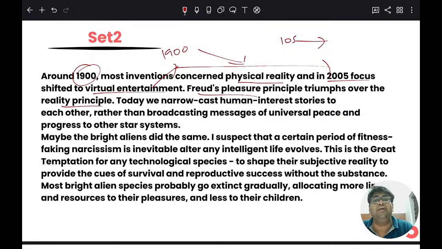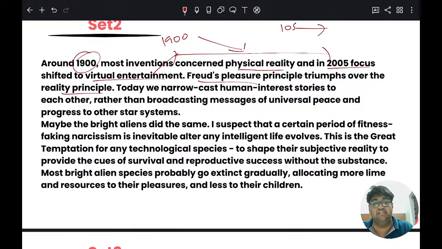Okay. Today, we narrowcast human-interest stories to each other rather than broadcasting messages of universal peace and progress to other star systems. Maybe the bright aliens did the same. I suspect that a period of fitness-faking narcissism is inevitable after intelligent life evolves. This is the great temptation for any technological species: to hack their subjective reality to provide the cues for survival and reproductive success without substance. Most alien species go extinct gradually, allocating more life resources to their pleasure and less to their children. Now, what is he saying?